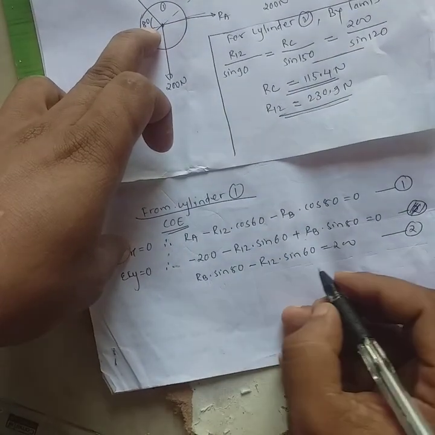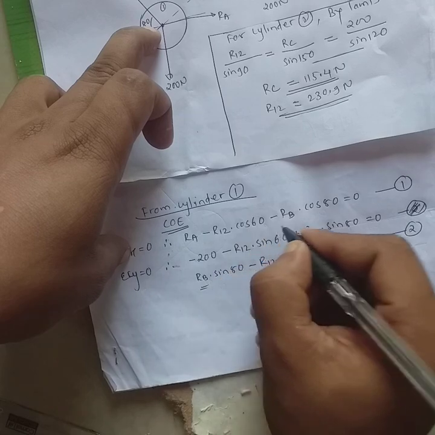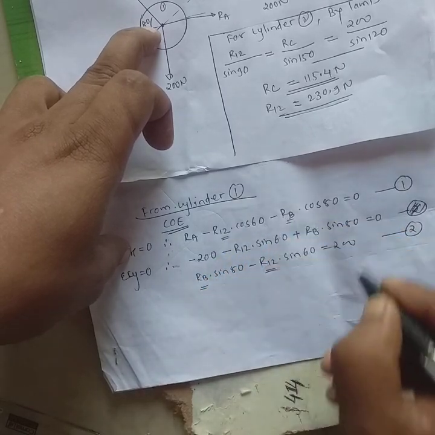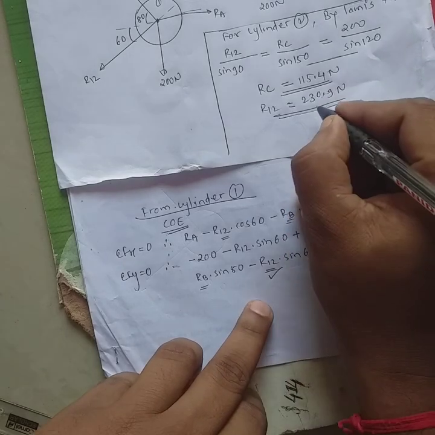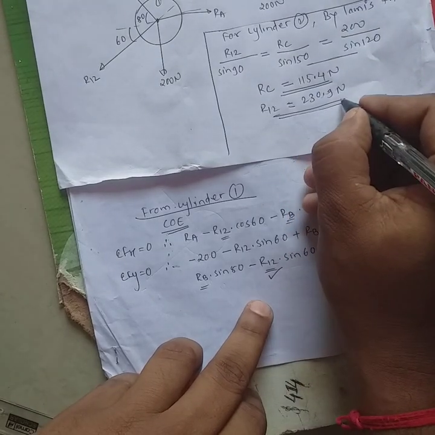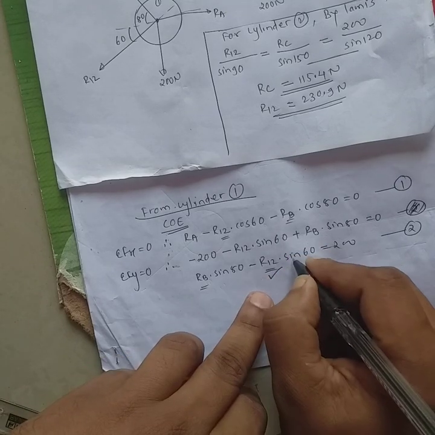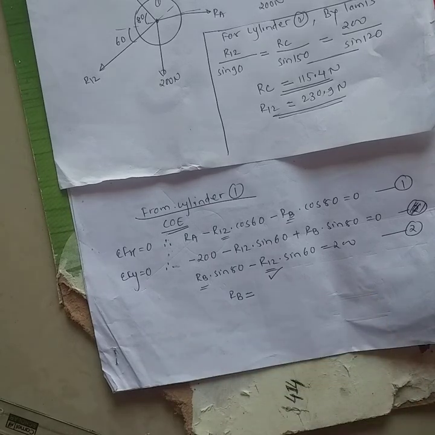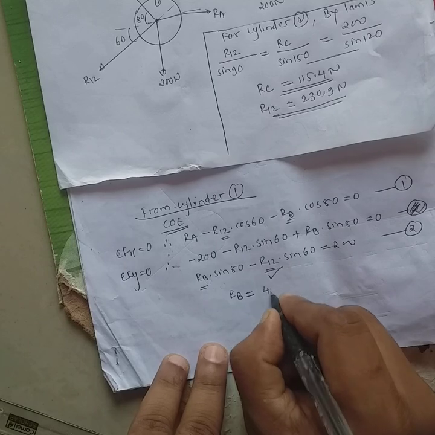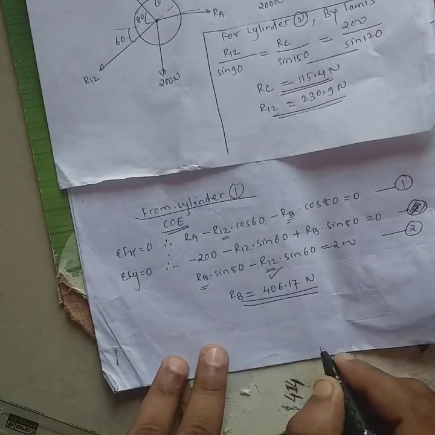Now here R12 is unknown, RB is unknown, but the R12 value is known. R12 equals 230.9 Newton. So R12 equals 230.9 Newton. Place it here. Find out RB. So RB comes out as 406.17 Newton. So this is RB.